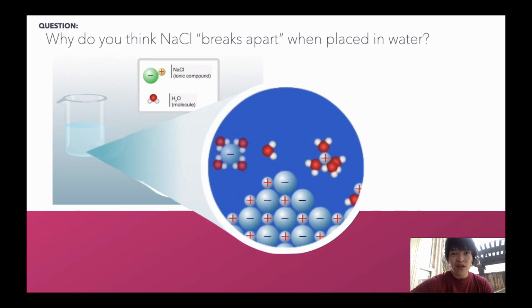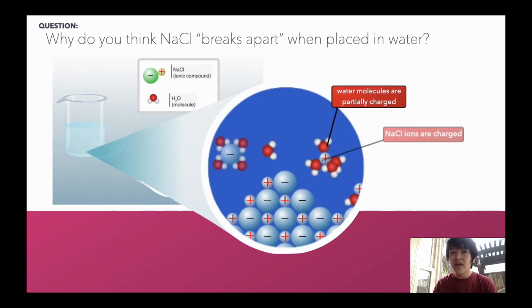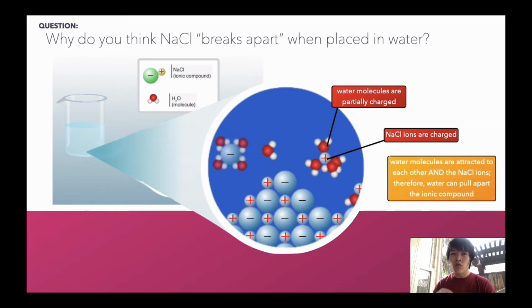So it has everything to do with charges again. NaCl, or table salt, is an ionic compound made of charged ions. So water molecules are partially charged here, and NaCl ions are charged too. That means that water molecules are attracted to each other, and the water molecules are also attracted to the NaCl ions. Therefore, water can pull apart the ionic compound through attraction and also random motion.